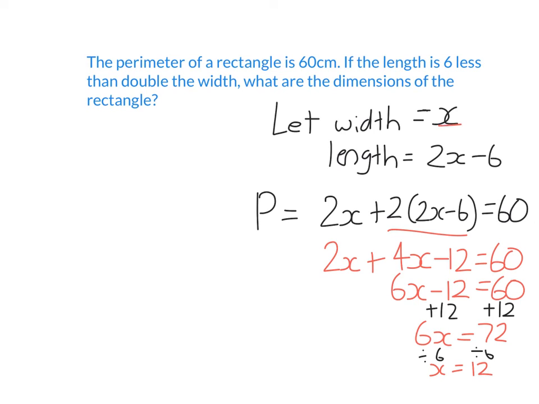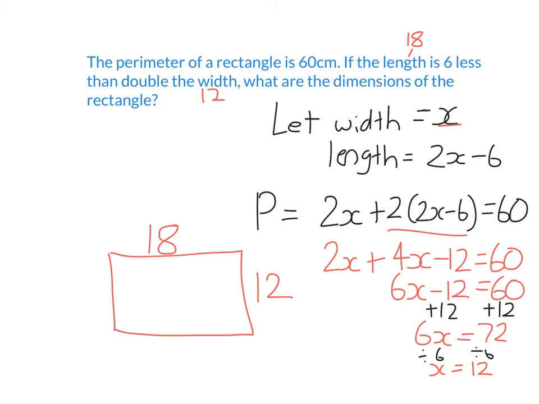But x was the width. So that means for this rectangle, I found that the width is 12. The length is 6 less than double the width. So the length is double the width minus 6, which is 18. So this rectangle would have a length of 18 and a width of 12. And so its perimeter is 18 plus 12 plus 18 plus 12, which equals 60.